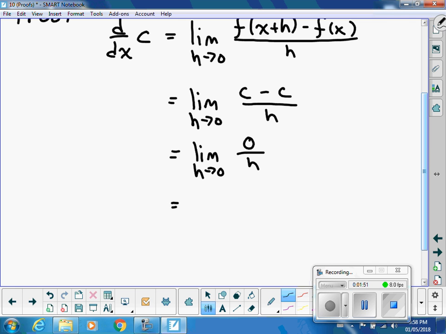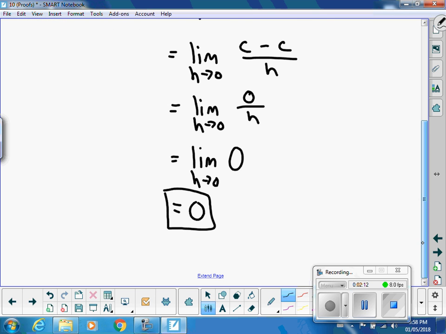Well, 0 divided by anything, remember we're approaching 0, not necessarily at 0. So 0 divided by some number is just 0. The limit as h goes to 0 of 0. But h is gone now, so that's just 0. And we are proven.